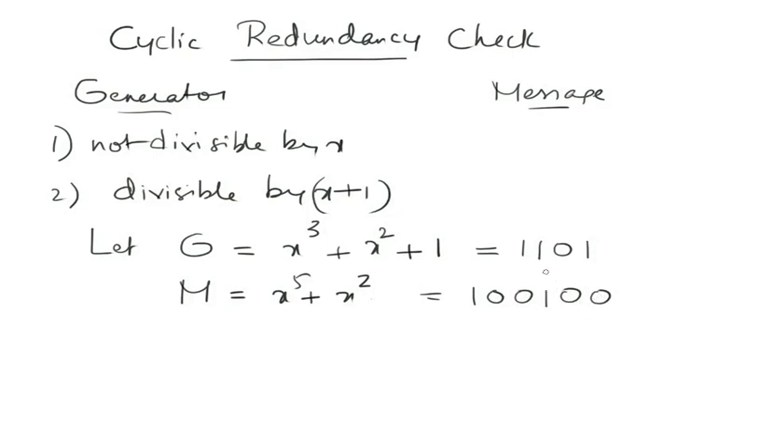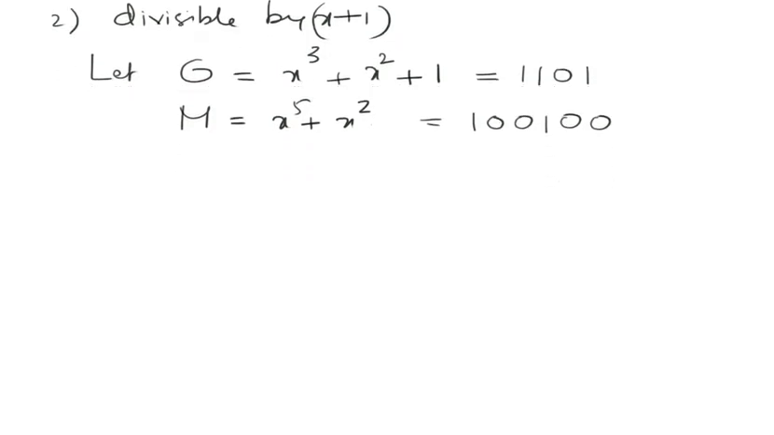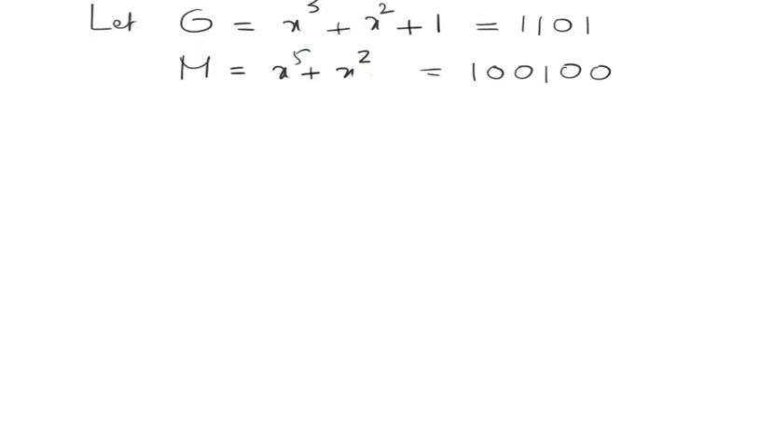Now we need to divide both of these two. The message is to be taken as the dividend and generator is to be taken as the divisor. So start dividing both of them. This is the generator and this is the message. Now here we need to append some zeros. The number of zeros to be appended are 1 less than the number of bits in the generator polynomial. So here the generator polynomial is having 4 bits. So we need to add 3 extra bits to this message and division has to be performed.